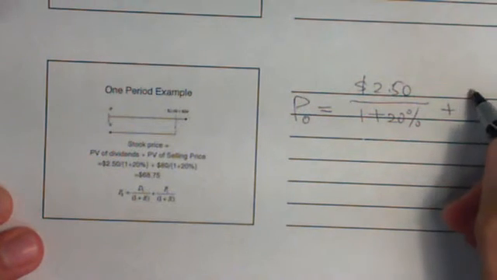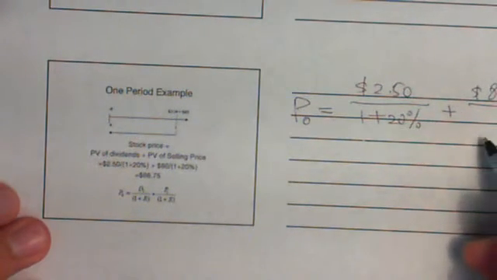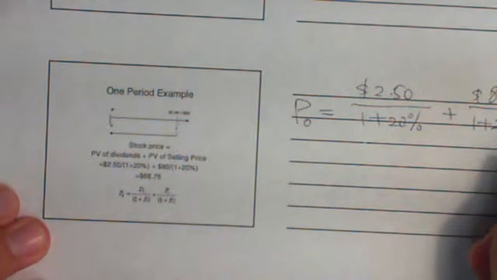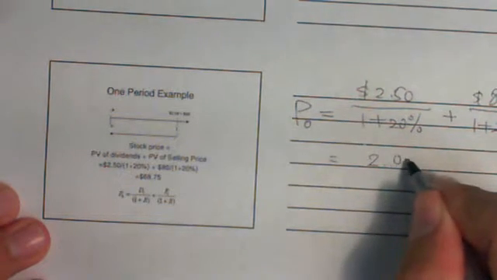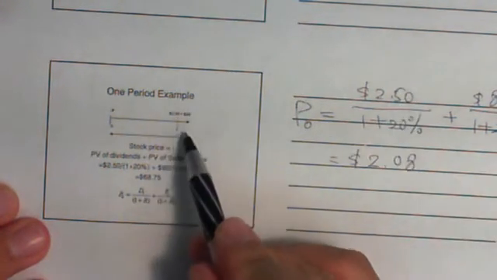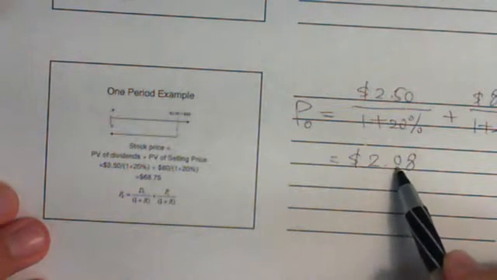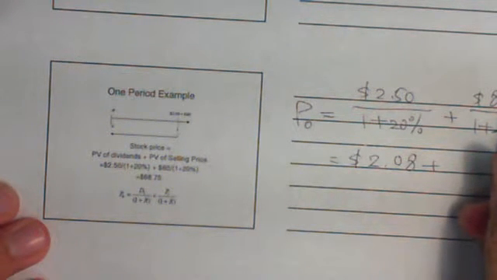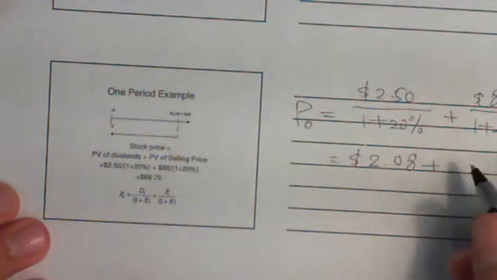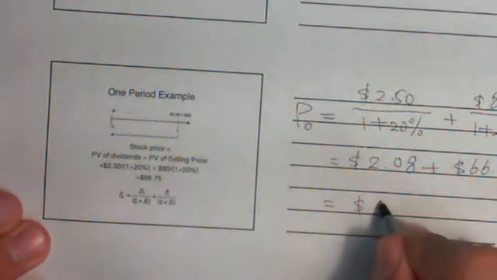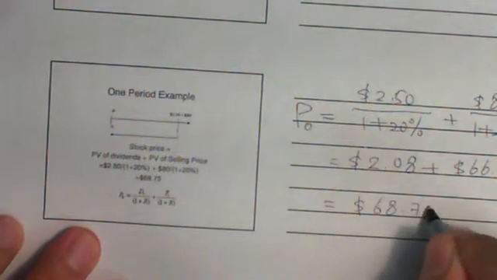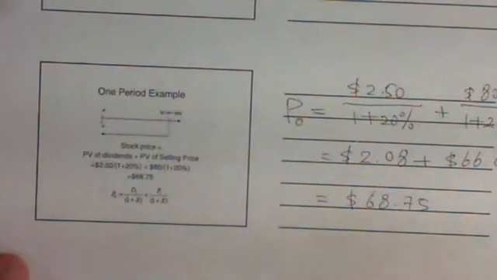The second benefit is the $80 from selling the stock at the end of the first year. The $80 is equivalent to this amount today, which the present value is $66.67. So the $2.50 to be received in year 1 is equivalent to $2.08 today, and the $80 to be received from selling the stock at the end of year 1 is the same as $66.67 today. Altogether, the price is $68.75. So this is the valuation. It is very easy to understand.